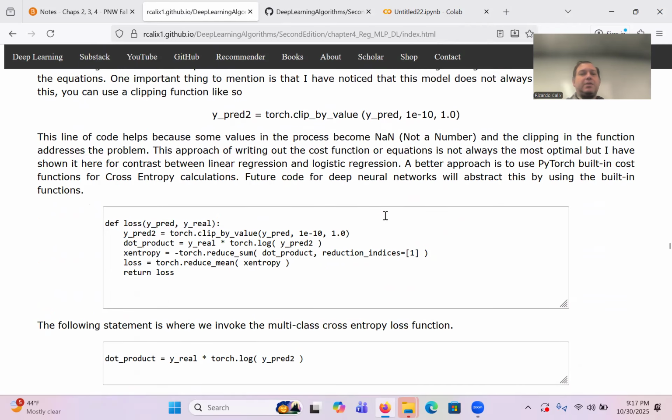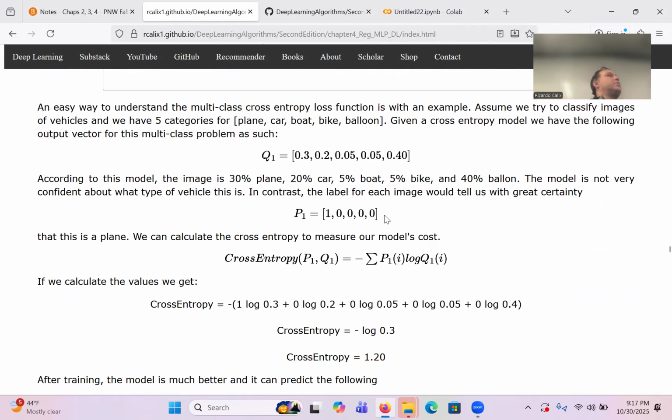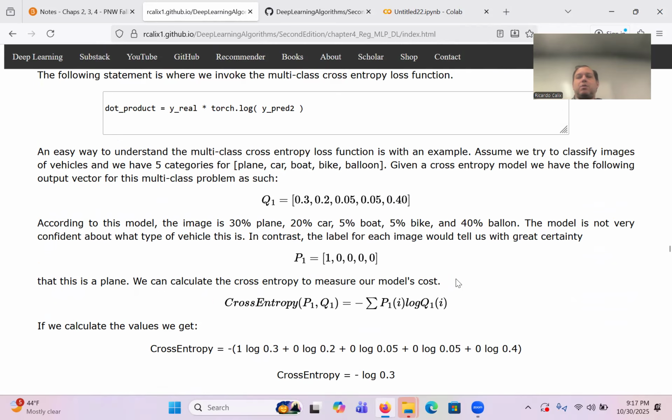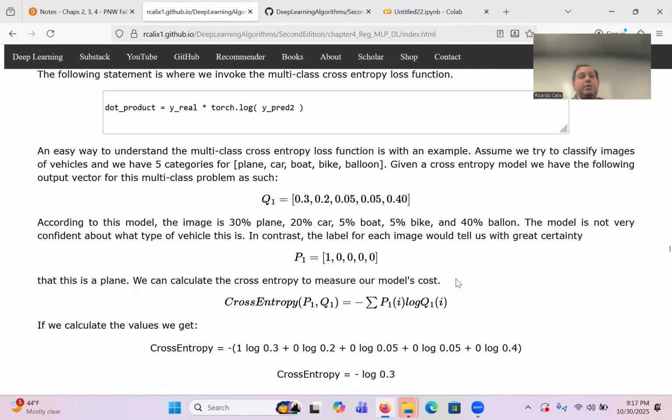All right, so we have 3 minutes, so let's quickly go through multi-class cross entropy, but it's just an extension. So here I have 5 classes. An easy way to understand the multi-class cross entropy loss function is with an example. Assume we try to classify images of vehicles, and we have 5 categories: plane, car, boat, bike, and balloon. Now I'm extending it to multi-class, right? So this is Iris, MNIST, GPT. This is actually the case that most of the cases we do.